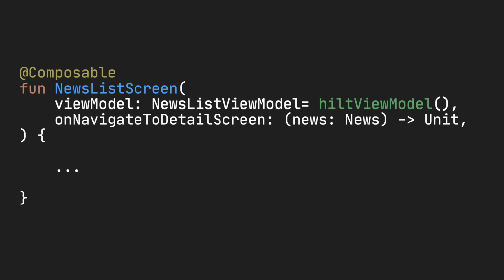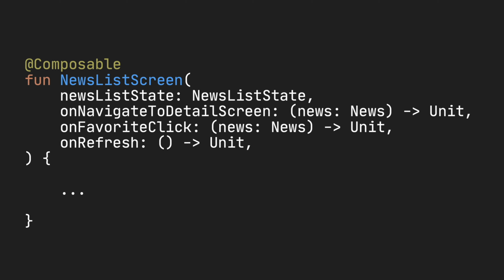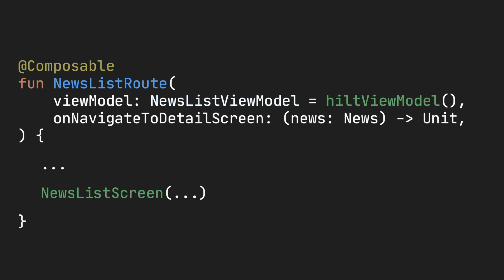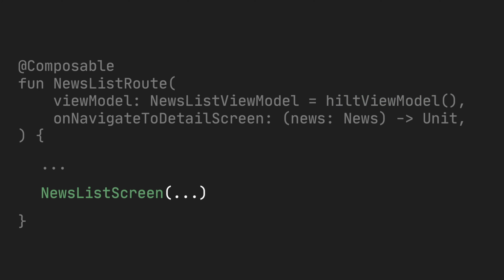It's common that a screen composable needs a view model as the state holder. One basic approach is passing the view model as a parameter. But in this way, you can't have a preview for a screen. To solve this issue, you can define a composable wrapper. But first, we change the screen composable to a stateless version. Then pass the view model to the news list route wrapper and call the news list screen with its parameters.